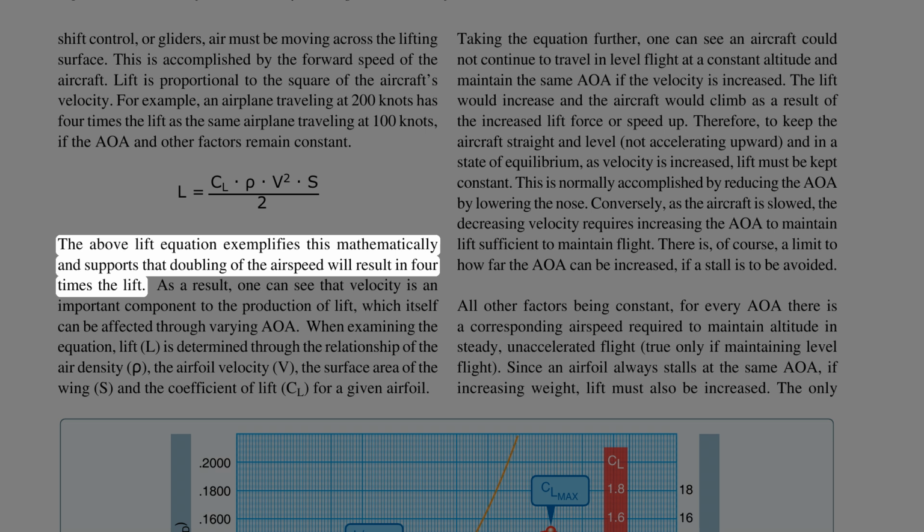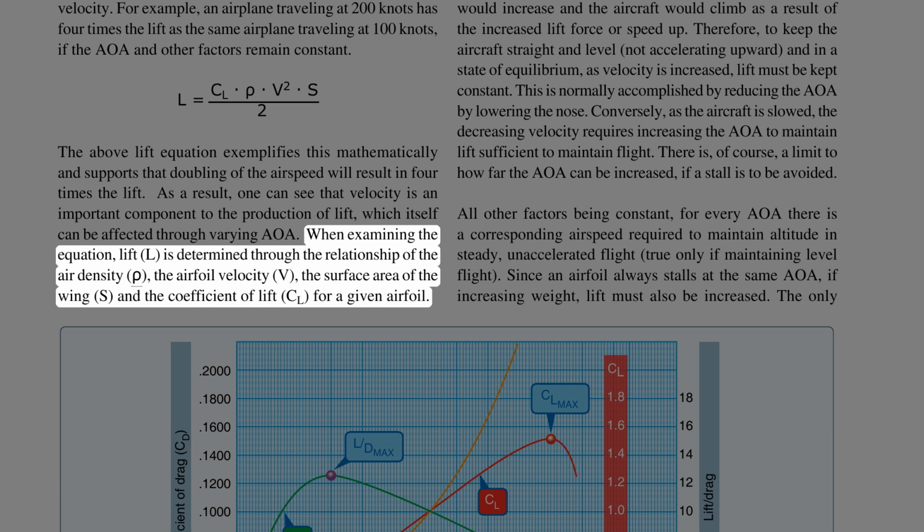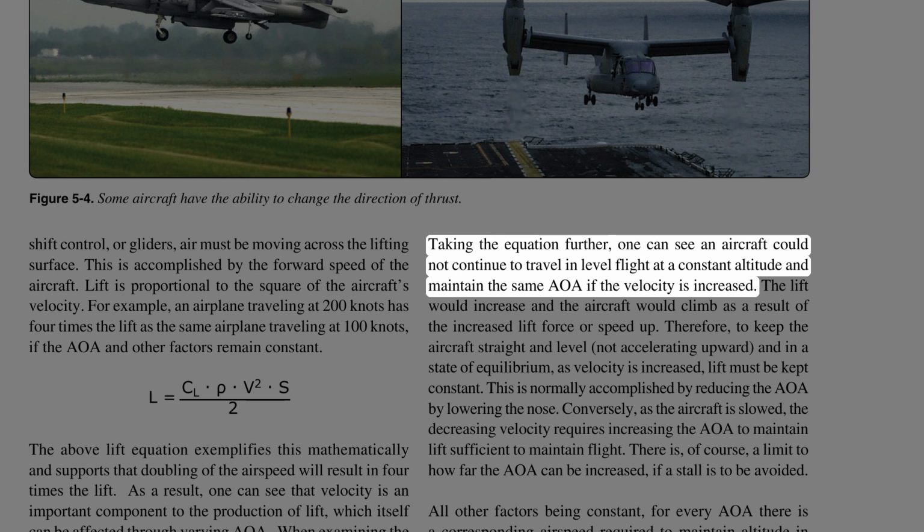The above lift equation exemplifies this mathematically and supports that doubling of the airspeed will result in 4 times the lift. As a result, one can see that velocity is an important component to the production of lift, which itself can be affected through varying AOA. When examining the equation, lift, L, is determined through the relationship of the air density, ρ, the airfoil velocity, v, the surface area of the wing, s, and the coefficient of lift, CL, for a given airfoil.